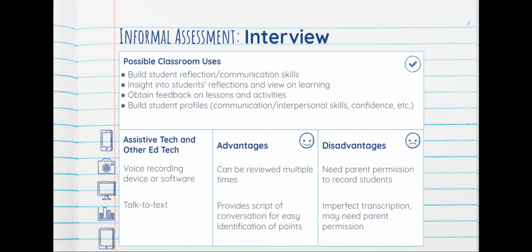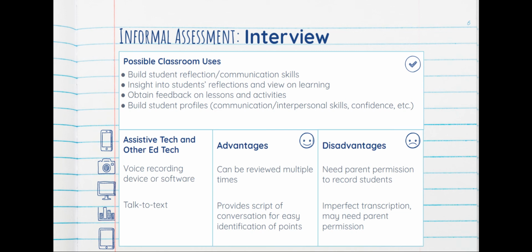My final informal assessment is an interview. Possible classroom uses are to build student reflection and communication skills, and it gives you insight into students' reflections and view on learning. You can also obtain feedback on lessons and activities that you've given in class. You can also build student profiles to learn their communication skills, interpersonal skills, confidence, and other important qualities when you're discussing the interview questions with them.